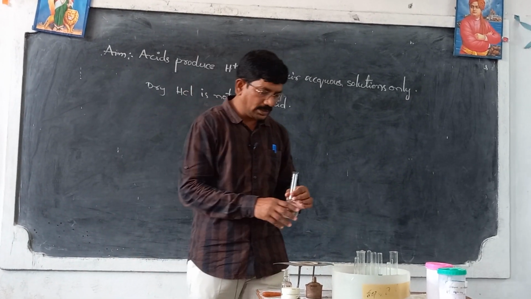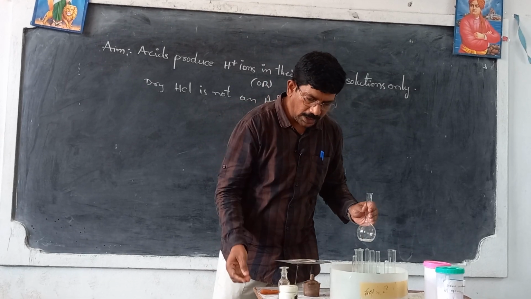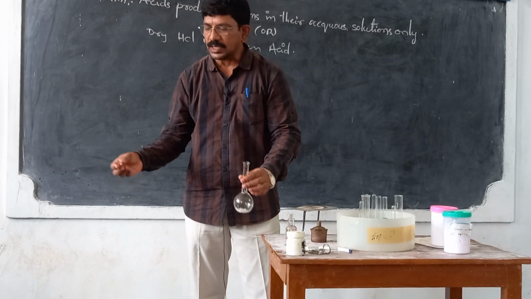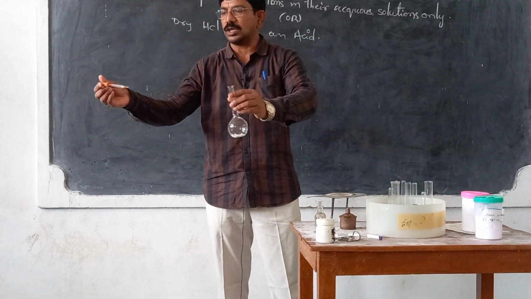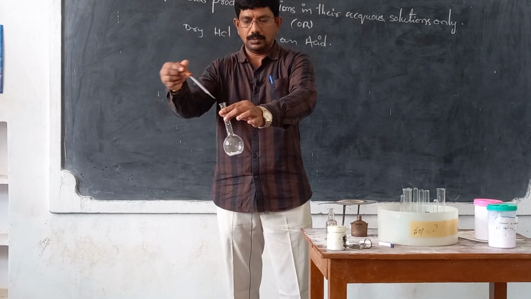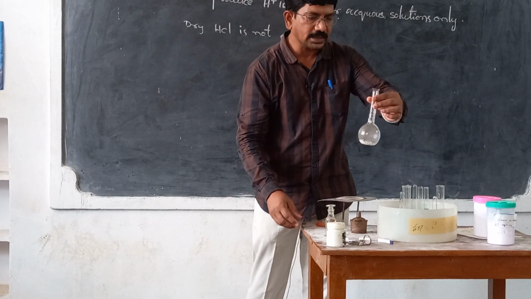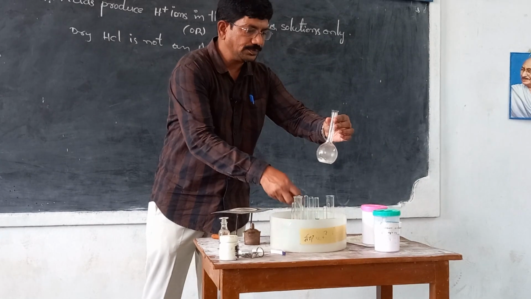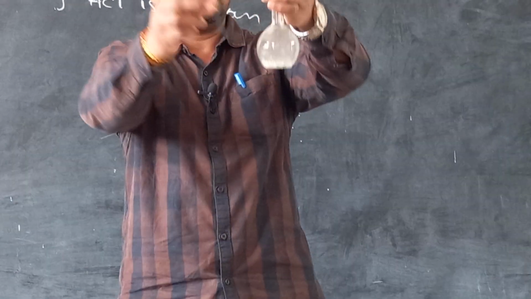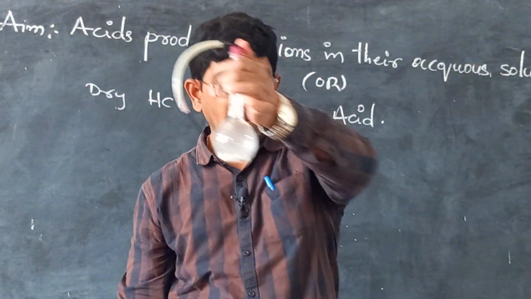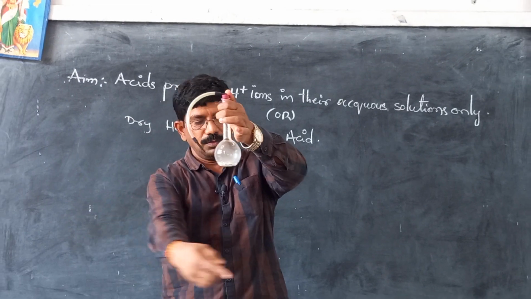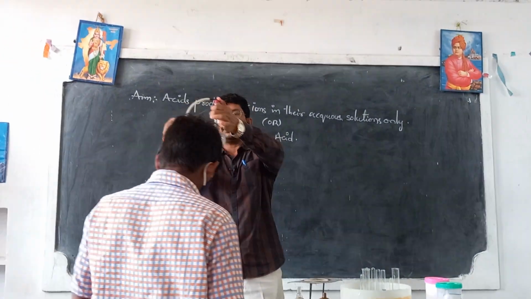Okay, next, add a few drops of concentrated sulfuric acid. This is concentrated sulfuric acid. Observe this one. Do you find this? It is reacting. Okay, the reaction is going on. Observe this one. You take the blue litmus paper, some unknown gas is observed.